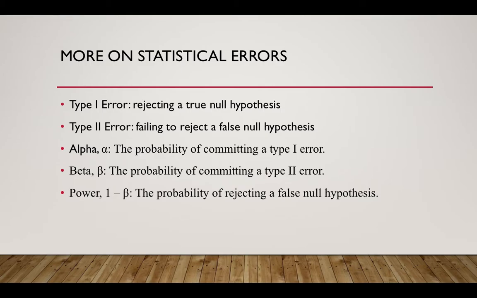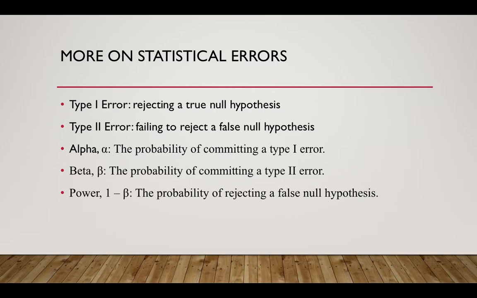We're going to run into something called alpha. Alpha is the level of significance of our test. It is also the probability of committing a type 1 error. Beta, we talk about beta a lot in statistics. It is the probability of committing a type 2 error. And again, a type 2 error is just failing to reject a false null. Power is the probability of rejecting a false null. Typically, the motivation for conducting a test is to find evidence against the null hypothesis.